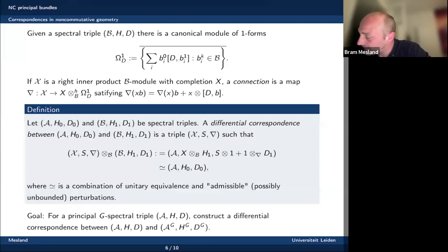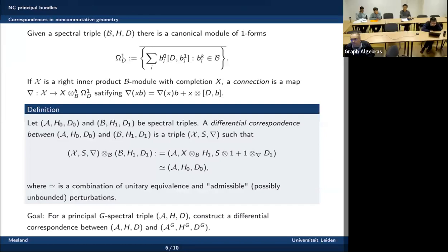This is inspired by the fact that if you take a Clifford module on a Riemannian manifold, or if you have a spin structure, then this module that you get, because the commutators with the Dirac operator are really a representation of the space of differential one forms, you really get a module that is naturally isomorphic to the differential one forms. And Bram, can I ask?